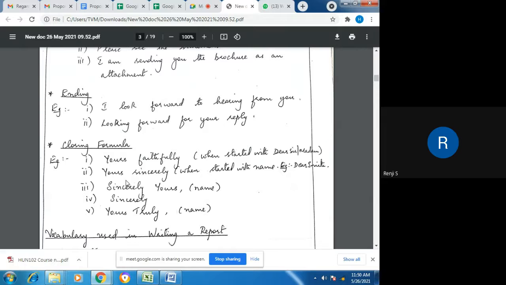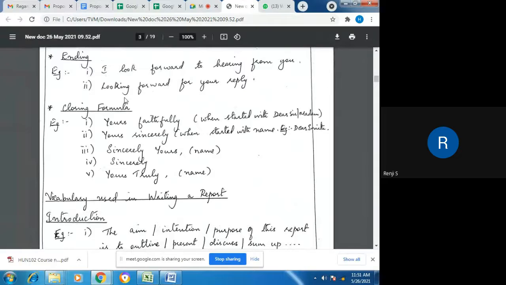When you close or end your letter, the last sentence can be any of these, or anything which you find more appealing than these two. Anyway, I'm giving you just samples so that those who don't know can note these points, learn them by heart, and apply them when you write the letter.